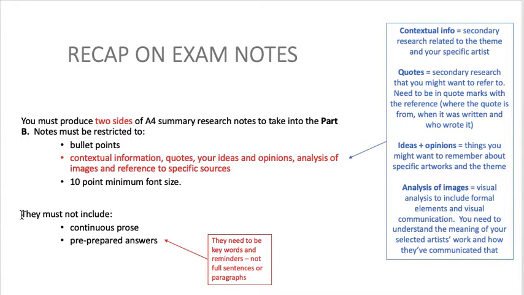They've also given us two things that we can't include. The first one is continuous prose. That means full sentences. We can't have full sentences and paragraphs on there that you can just copy and paste into your exam, and we also can't have pre-prepared answers. So we can't make it look like bullet points, but it actually be our whole essay with 5 bullet points of visual analysis and 5 bullet points to remember to compare. It just needs to be reminders, keywords, maybe a list of the things that you need to visually analyse.